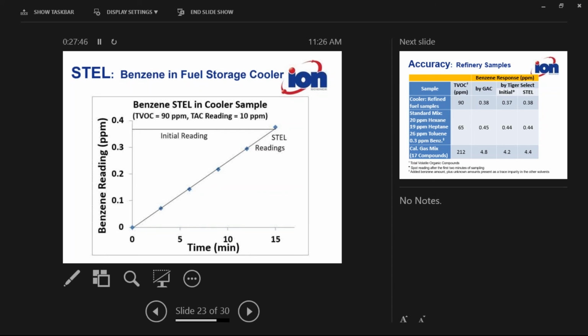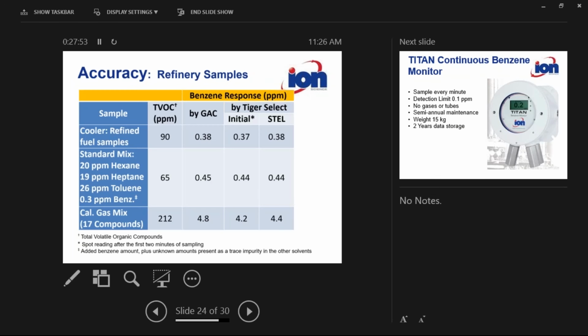So this shows, well, let me see, we'll go over the accuracy. This is the same cooler sample right here. And so this was the result I just showed you of 0.37 ppm. And here's the STEL reading, 0.38 ppm, almost the same. The same gas was sampled by granular activated carbon, and the reading was again 0.38 ppm in that same cooler.